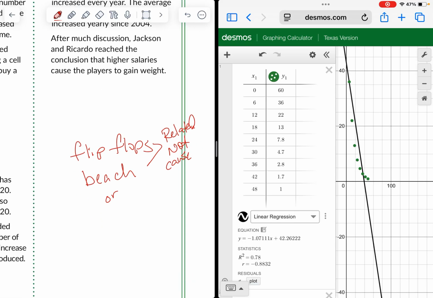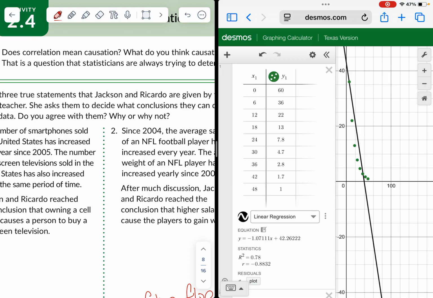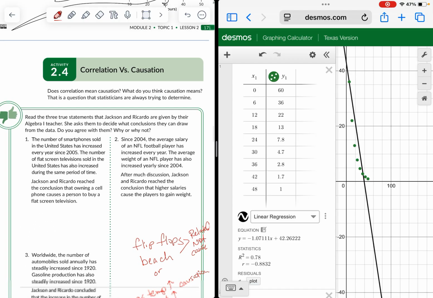So that's probably not causation, but as the temperature goes up, I'm also going to have more people at the beach. That is causation. Okay? As the temperature goes up, I'm going to have more people in flip-flops. That is causation. So correlation, they just happen at the same time. Causation, one specifically caused the other. Okay, you guys are going to finish up this activity on your own.